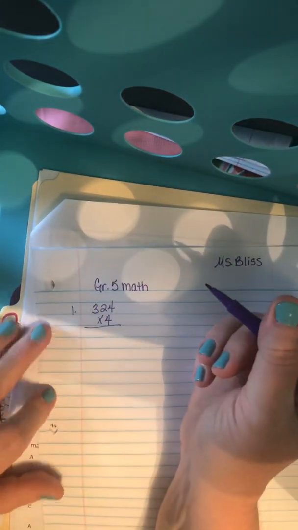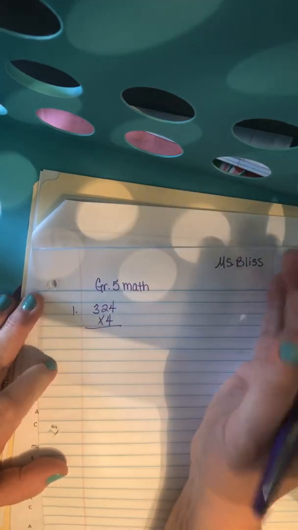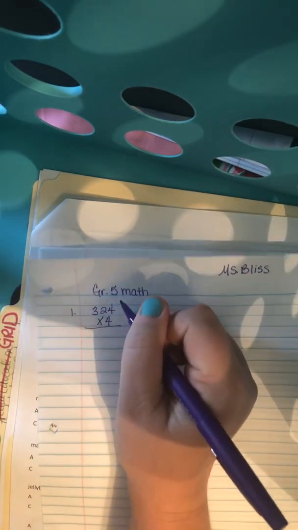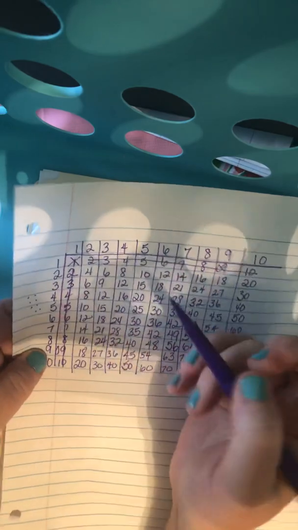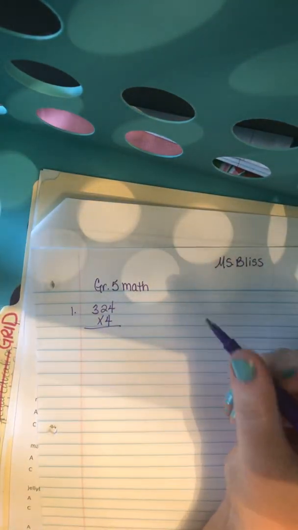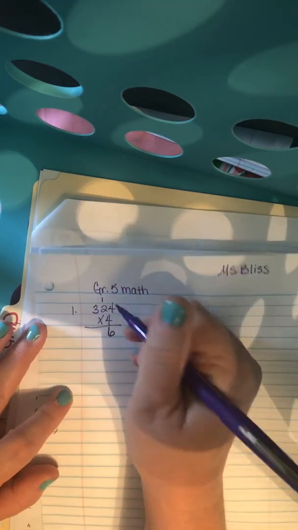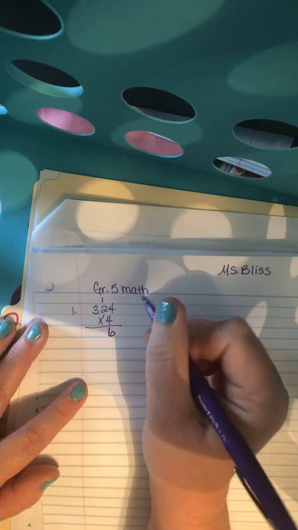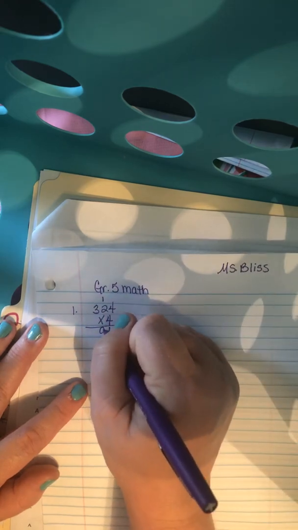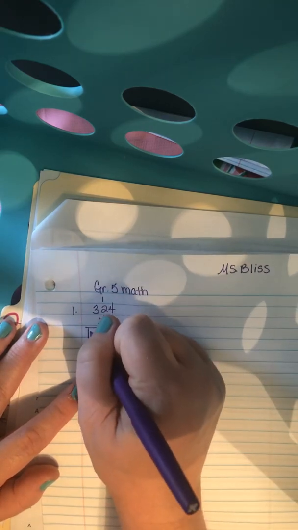All right, so we're going to move on to number 1. And we've already done our multiplication chart, so it's easy to use. So I'm going to do 4 times 4. Remember, I can look right here and use it. Okay. 4 times 4 is 16. I'm going to put my 6, carry my 1. I've got 4 times 2 is 8, plus 1 is 9. 4 times 3 is 12.